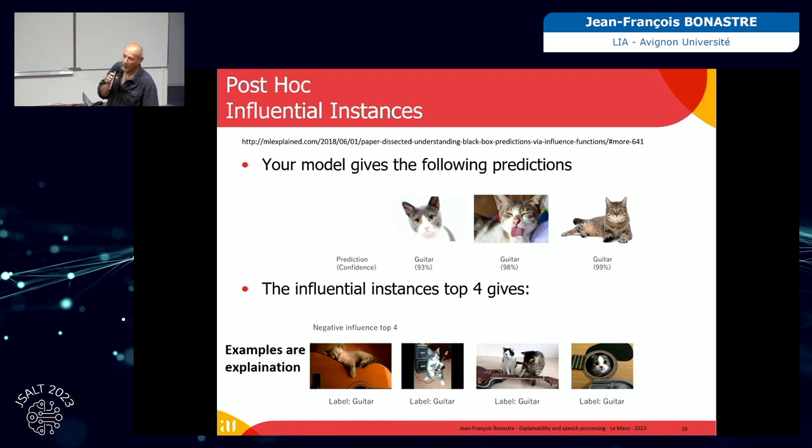So they took the misclassified images in their protocol. It's a very classical protocol. And then they try to explain, using training examples and inferential instances, which training images may drive the mistakes. So there is no automatic detection of mistakes.